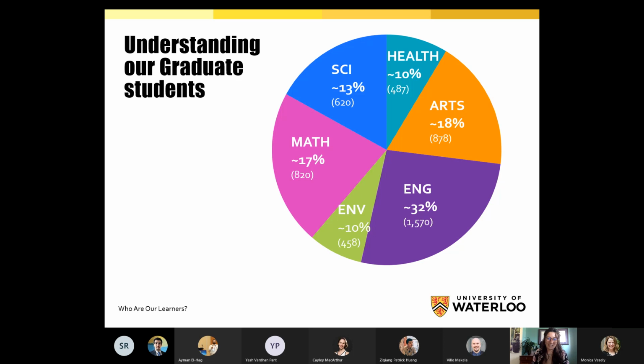18% in arts, 32% in engineering, math is 17, science 13, health is 10, and environment 10. So you can see the populations are actually quite comparable between the makeups for undergrad and graduate students. It doesn't look like there are any surprises here based on engineering being the largest makeup, but maybe there are some of the other faculties that you're surprised by the size of our student bodies.